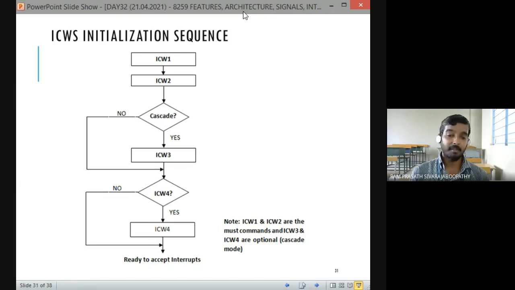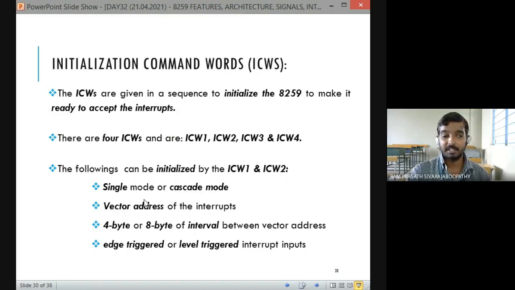In total there are 2 types of command words. One set we call the initialization command words. The other set we call the operational command words. Initialization command words are mandatory to initialize the 8259 so that it can accept interrupts. What we program in ICW1 and ICW2 are single mode or cascade mode, vector address of the interrupt, 4-byte or 8-byte interval, and level trigger or edge trigger. So all those things we program using these 2 command words.